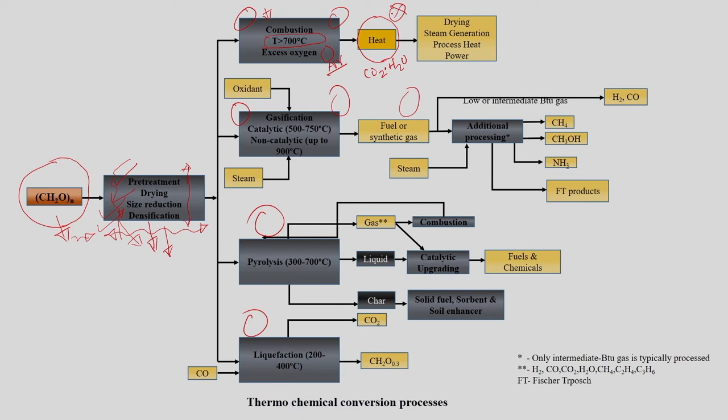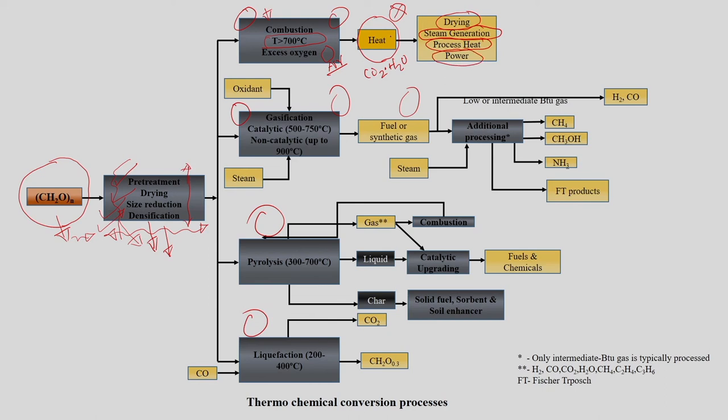So, the heat released from this particular process can be utilized for drying purposes, it can also be utilized for steam generation, and can be used as process heat in the manufacturing plant, and can subsequently be converted also into power, that is electricity.